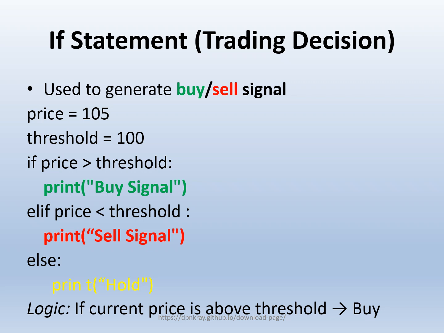Now the first one is if. If is for trading decisions, used to generate buy and sell signals. If price is 100 and threshold is 100, then we can write: if price greater than threshold, then print buy signal. If it is less than threshold, print sell signal, else hold. So the logic is, if current price is above threshold, then buy.